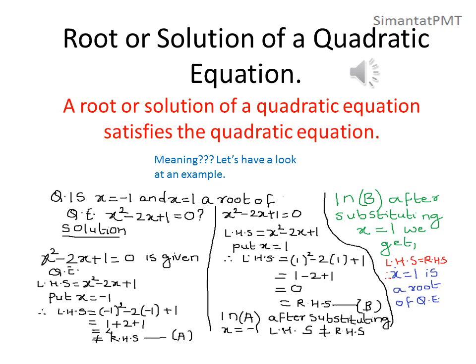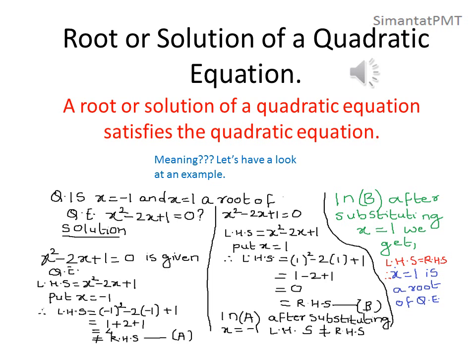See, what we do is, in the left hand side of the equation, in place of x, we substitute minus 1. So we get left hand side equal to minus 1 the whole square minus 2 bracket minus 1 plus 1. Minus 1 the whole square is 1. Minus into minus is plus. So 1 plus 2 plus 1 equal to 4.